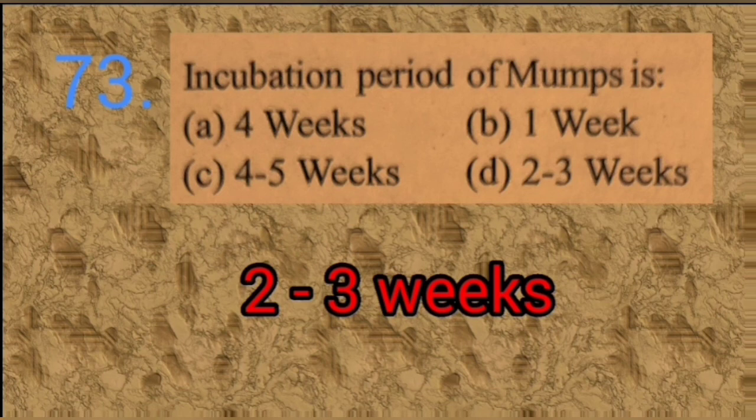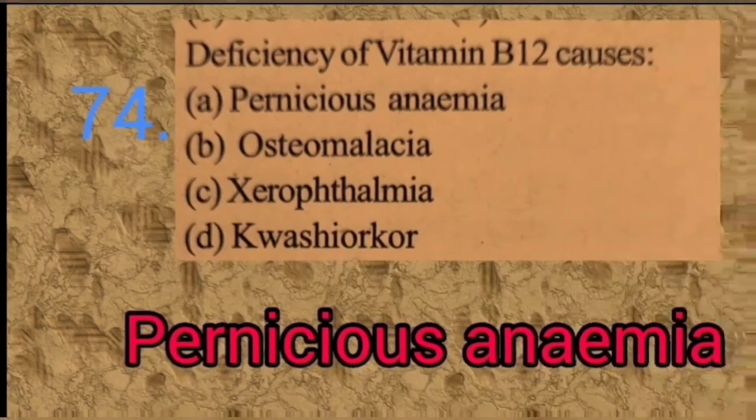Incubation period of mumps is? Options: A, 4 weeks; B, 1 week; C, 4 to 5 weeks; D, 2 to 3 weeks. Incubation period of mumps is 2 to 3 weeks.